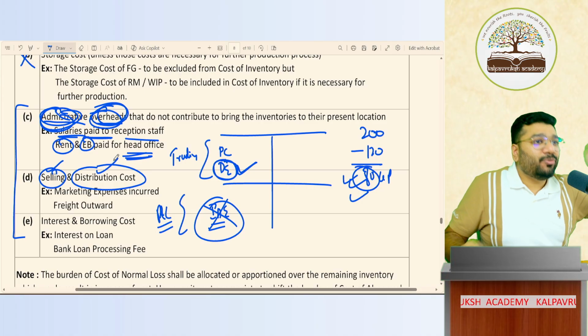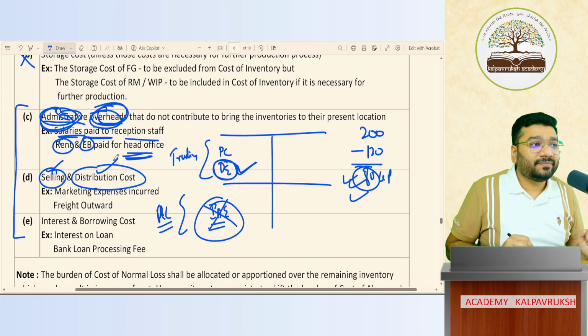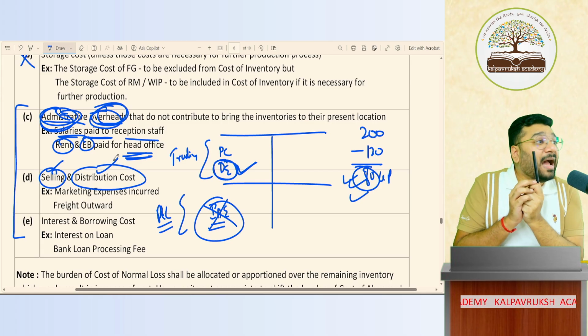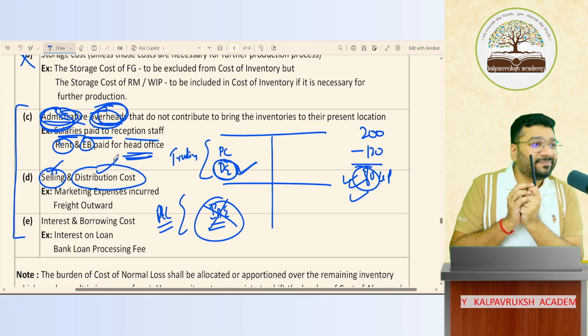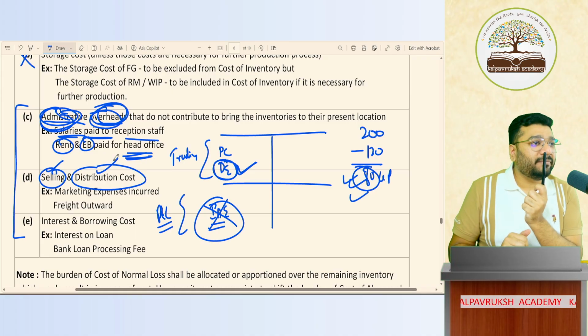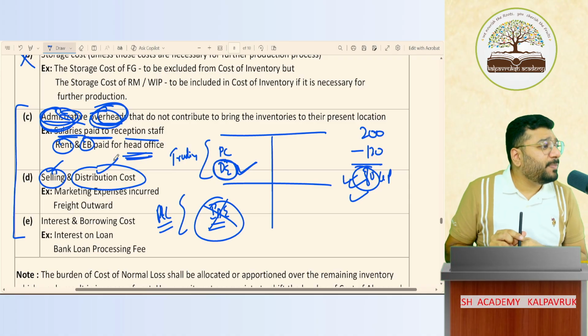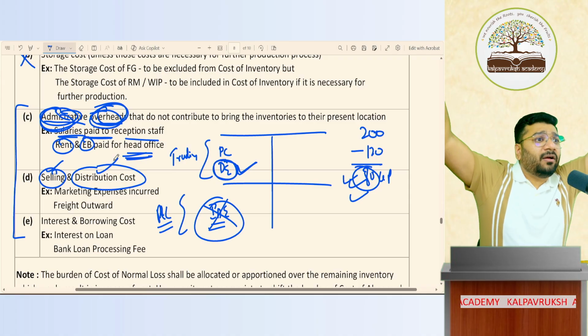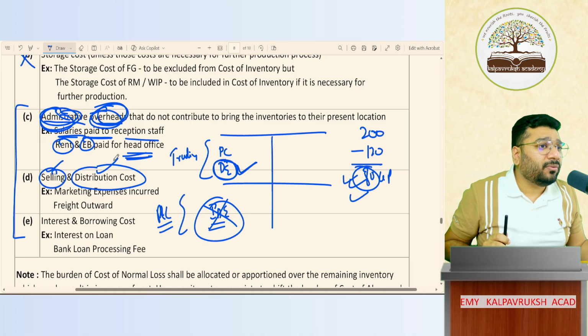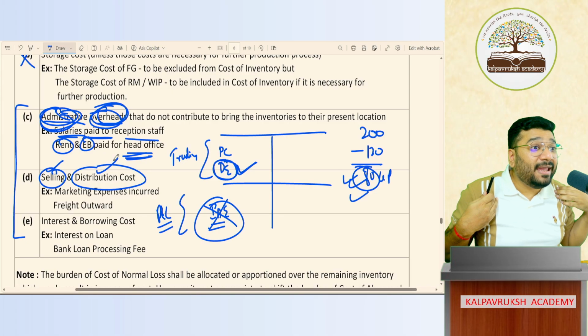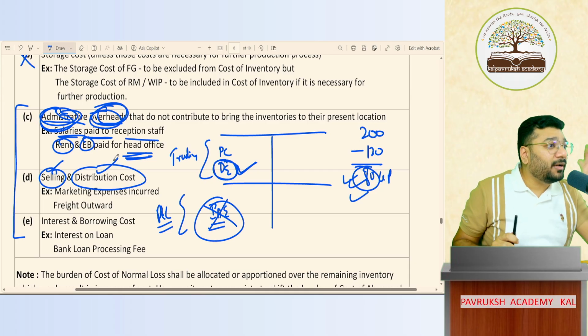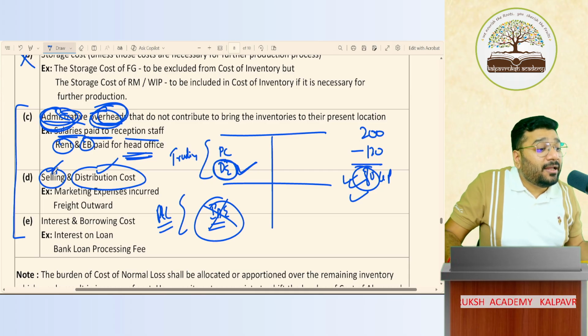Selling is different, distribution is different. So what is selling cost? To sell this pen, I appointed one salesman. I'm giving him salary. Is it necessary that to sell a pen, I need a salesperson? Not required. I can put up a website. On a website also I can market and sell, no? A salesperson I've kept for my comfort, for my luxury. Got it? Not got it? So that is called selling cost.